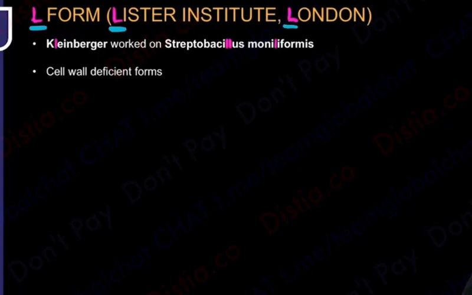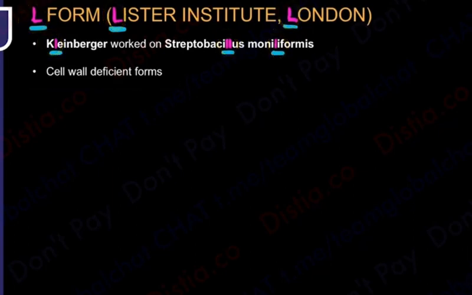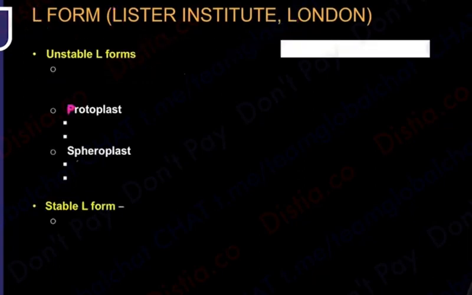The organism used was Streptobacillus moniliformis, all the L's, and the scientist who discovered it was Klieneberger. So I've got you all the L's together. L form was identified in Lister Institute in London, studied on Streptobacillus moniliformis, and identified by Klieneberger. That means cell wall deficient forms are there. You know how we have divided it? There is something known as stable and unstable forms. Means unstable L forms and stable L forms.